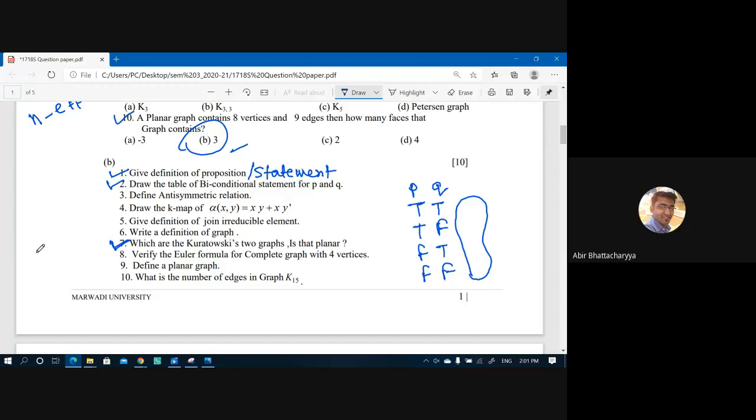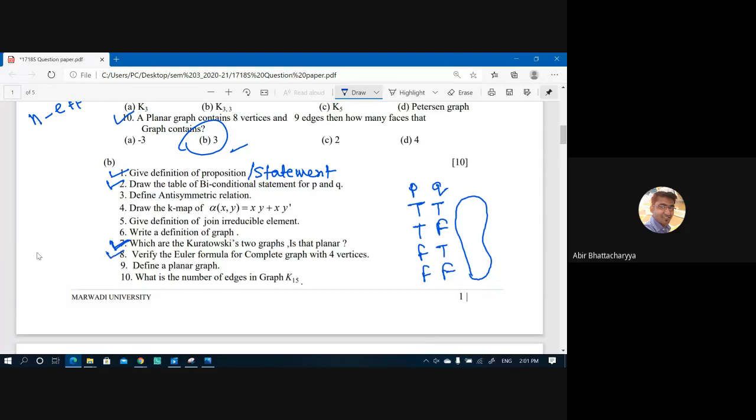All right. Many of you have written K3,3 and K5 as the answer, and both are non-planar. So moving forward to the next question. Define planar graph. Before leaving, go for number 7, number 8.